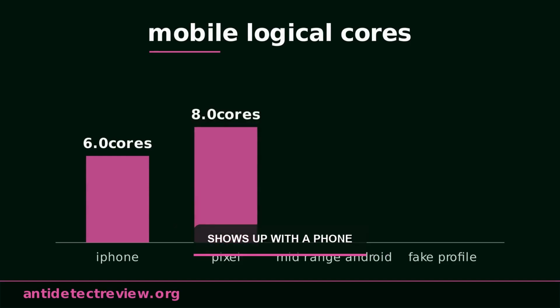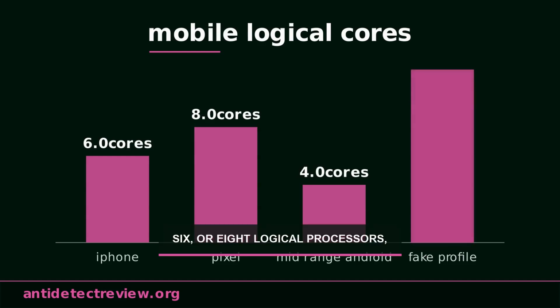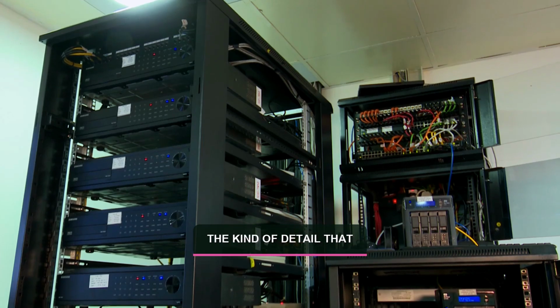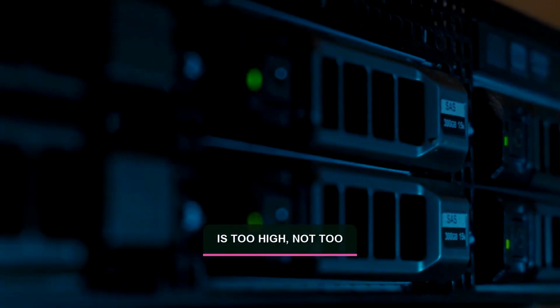The same problem shows up with a phone-shaped user agent claiming 12 hardware threads, when the overwhelming majority of real mobile chipsets out in the field, across Android and iOS both, report 4, 6, or 8 logical processors. A number outside that narrow, well-known range on a device pretending to be a phone is exactly the kind of detail that stands out precisely because it is too high, not too low.